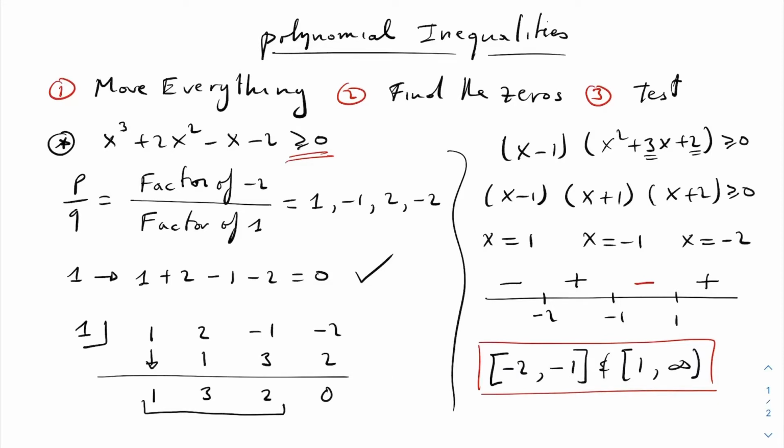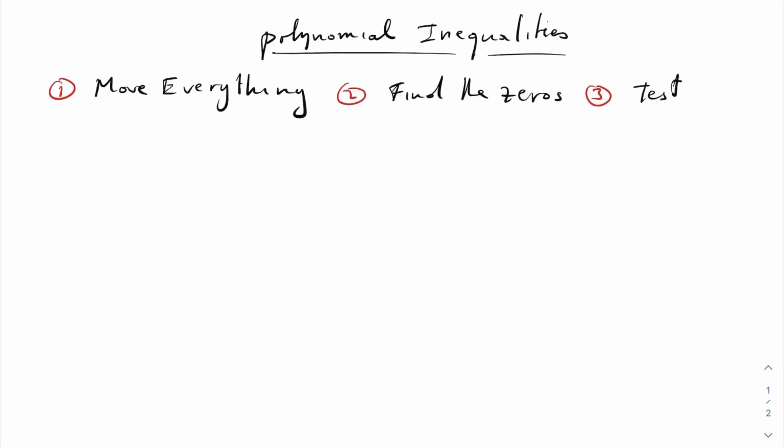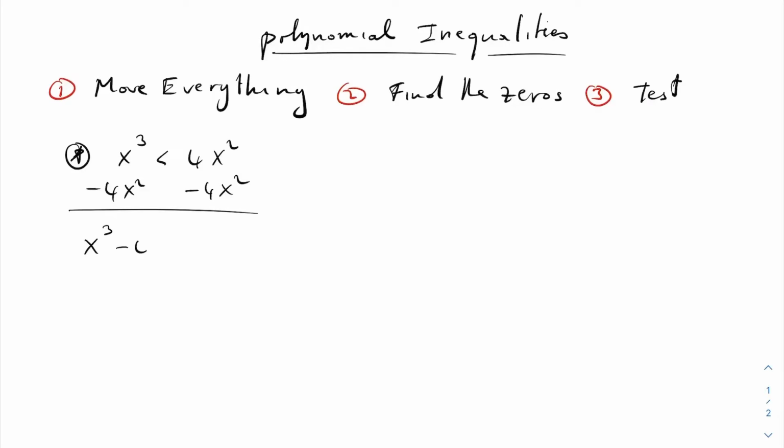All right, so let me give you one last example where I actually have to do all three steps. So this one example is going to be x cubed less than 4x squared. That's simple. All right, so the first step here is to move everything on one side. So I'm going to subtract 4x squared on both sides. That's going to give me x cubed minus 4x squared less than 0.